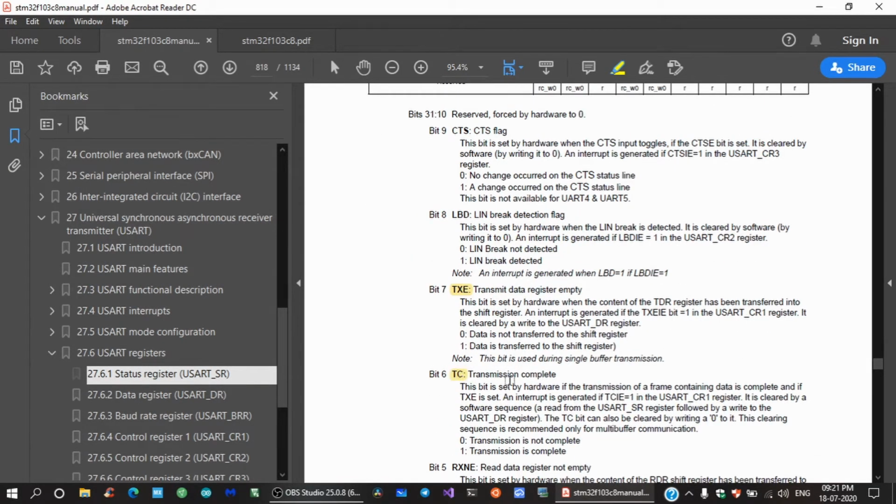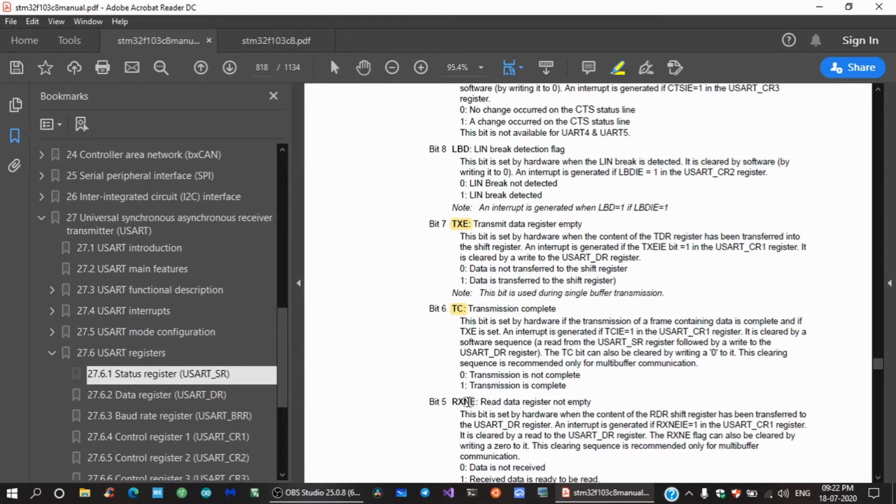Here we have TC, which means transmit complete. This flag is set to 1 when the data has been transmitted out from the STM32, and RXNE, which stands for read data register not empty. So whenever we receive data from the other device into the STM32, this flag is set, which means there is data in our receive register. This bit can be cleared by reading the data from the receive register. These 3 bits are important because when we transmit and receive data, the transmit register and the receive register are actually present in the same physical location.